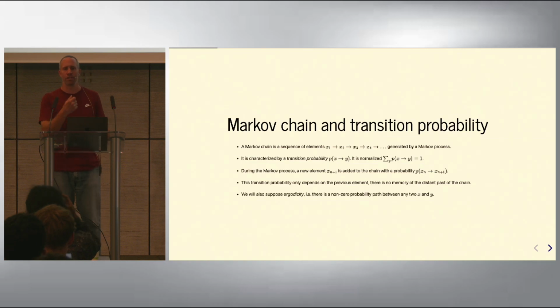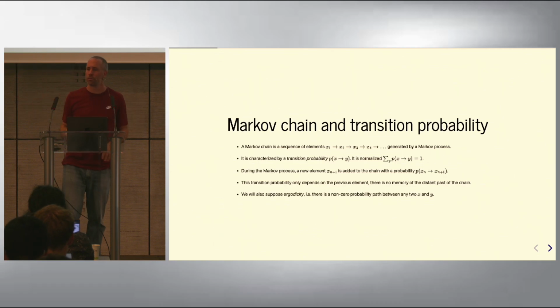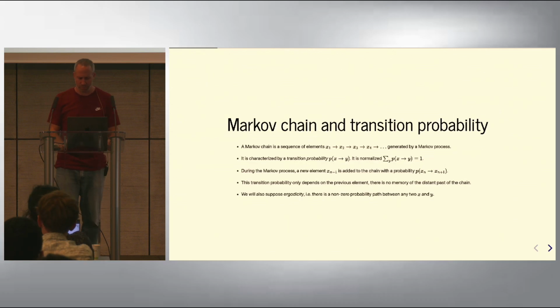Okay? That's the transition probability, and I will assume that my Markov chain is ergodic, namely that if I do enough steps, I can in principle go from any configuration, any number, to any other number. It doesn't need to be in one step, but at least there must be a chain of events that brings me from any number to any other number. Okay? I will suppose this in the following. All right? Is that okay?